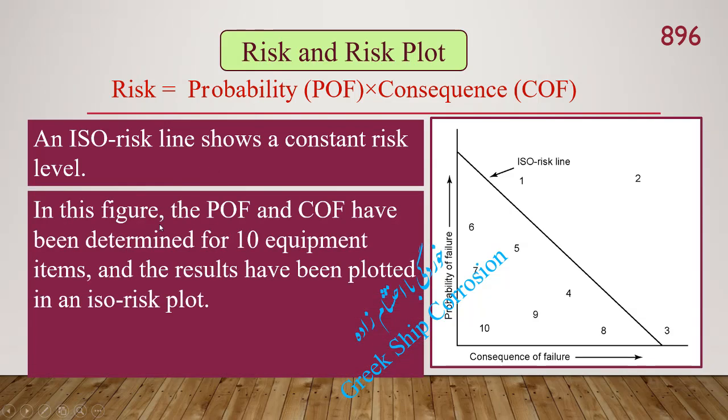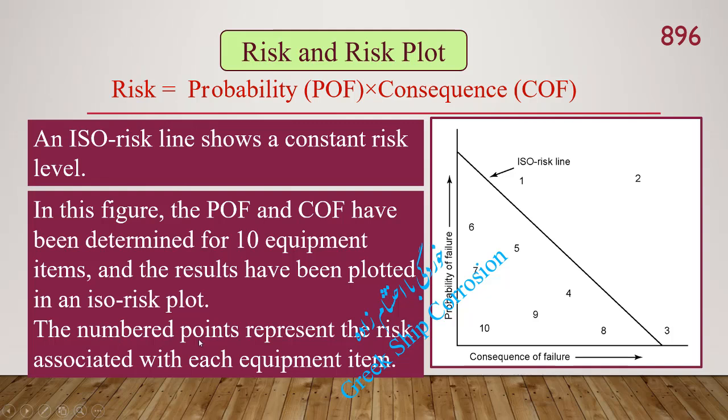In this figure, the POF and COF have been determined for 10 equipment items, and the results have been plotted in an ISO risk plot. The numbered points represent the risk associated with each equipment item.